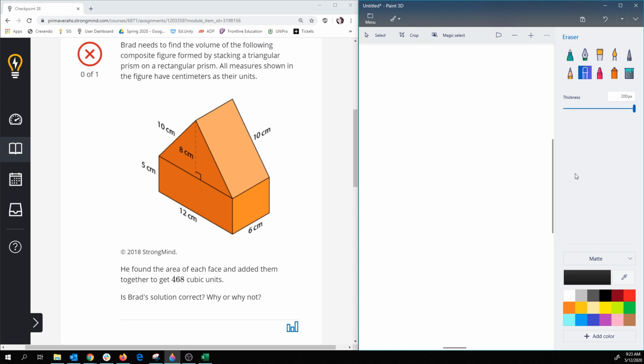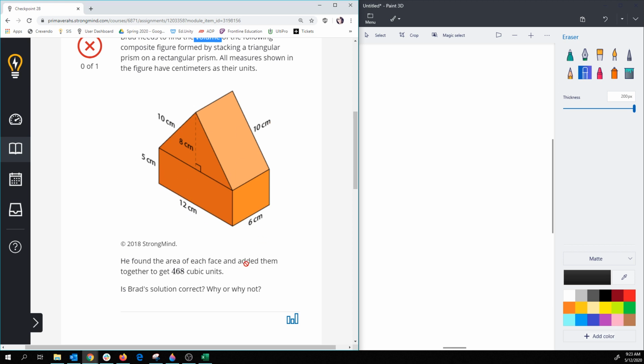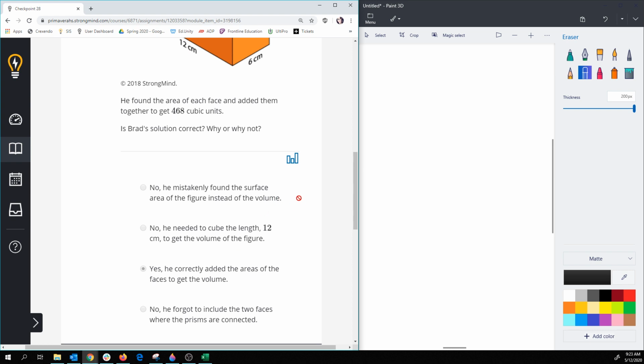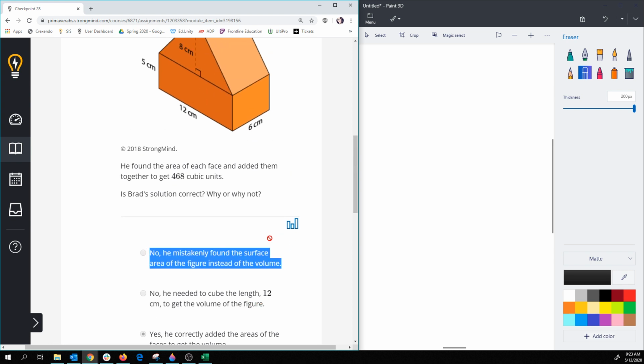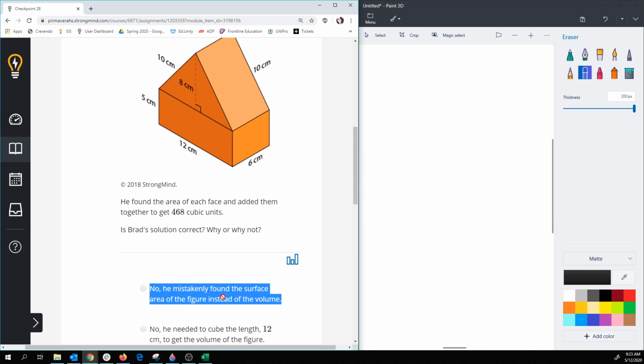With surface area, we found the area of each of the faces and then added them together. Here, Brad needs to find the volume, right? And finding the volume, you just multiply the three numbers that you have, you plug them into your formulas. So it looks like he did not find the volume, he actually found the surface area by mistake. So no, he mistakenly found the surface area of the figure instead of the volume. So he just maybe read the question a bit too quickly, or just got ahead of himself, or maybe he just really likes finding surface area, and so he wanted to find the surface area instead of the volume. But that doesn't work here because we got to find the volume, right?